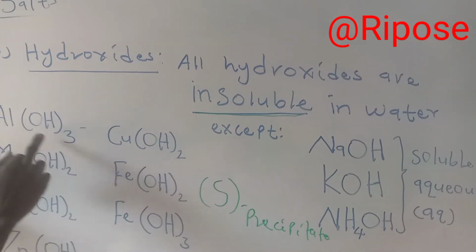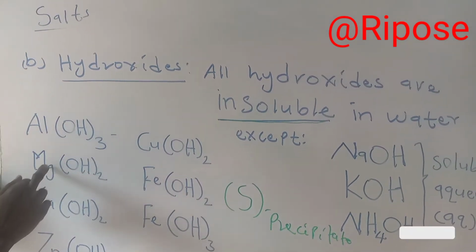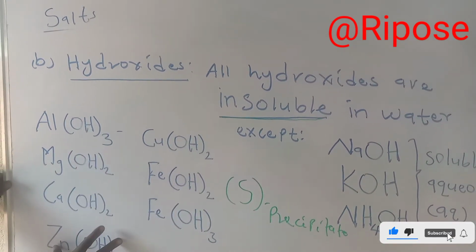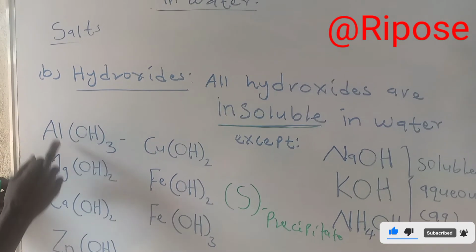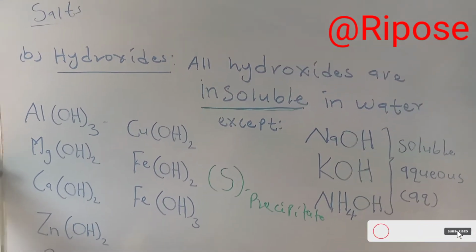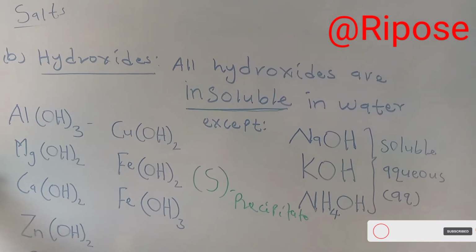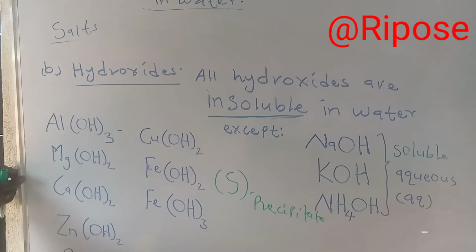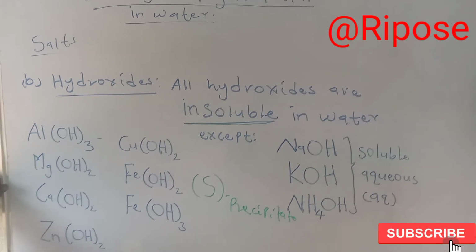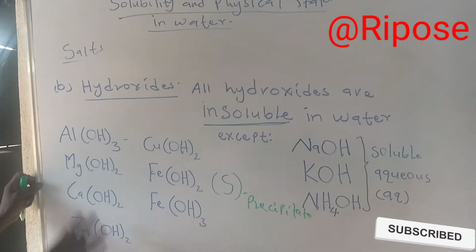Those of aluminum, magnesium, calcium, zinc, and lead will form a white precipitate. White, because aluminum, magnesium, calcium, zinc, and lead don't have color. So the other time we said that salts of cations without color that are insoluble form a white precipitate. Then those which dissolve form a colorless solution.